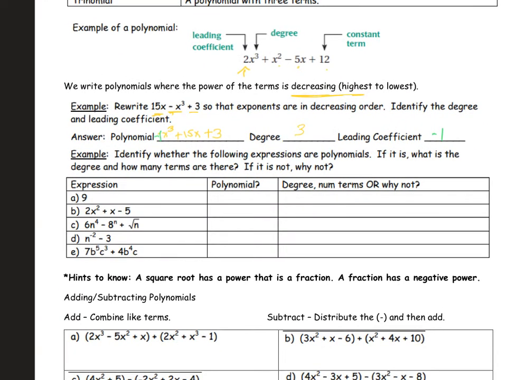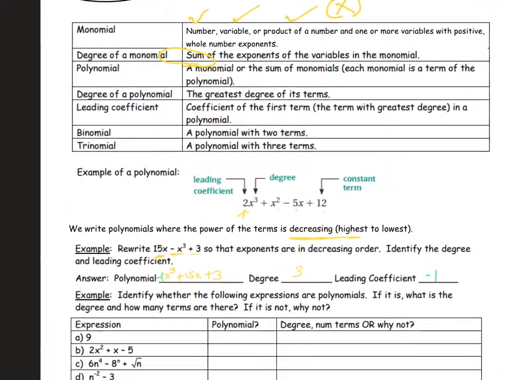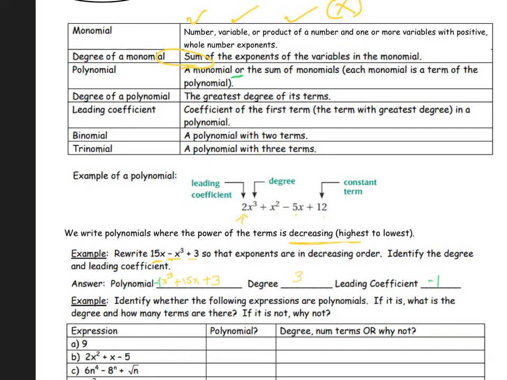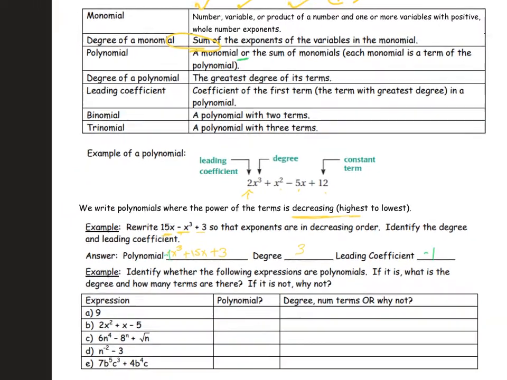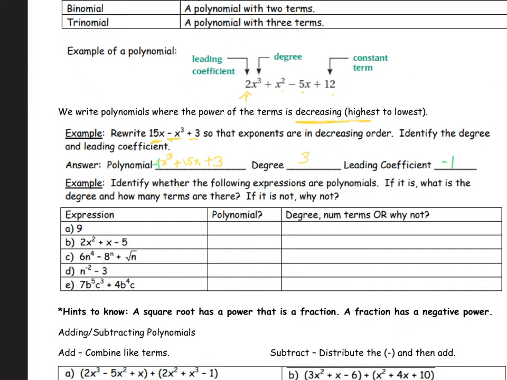Next, we're going to look at these next examples. Remember, a polynomial, by definition, is a monomial or the sum of monomials. Simply put, a monomial, once again, is a number, a variable, or the product of numbers and variables. So here, 9. 9 is just a number, so yes, it's a polynomial. What's its degree? It does not have any exponents, so this is a degree 0. Number of terms: how many terms do I have? I just have one term because there's just a 9.